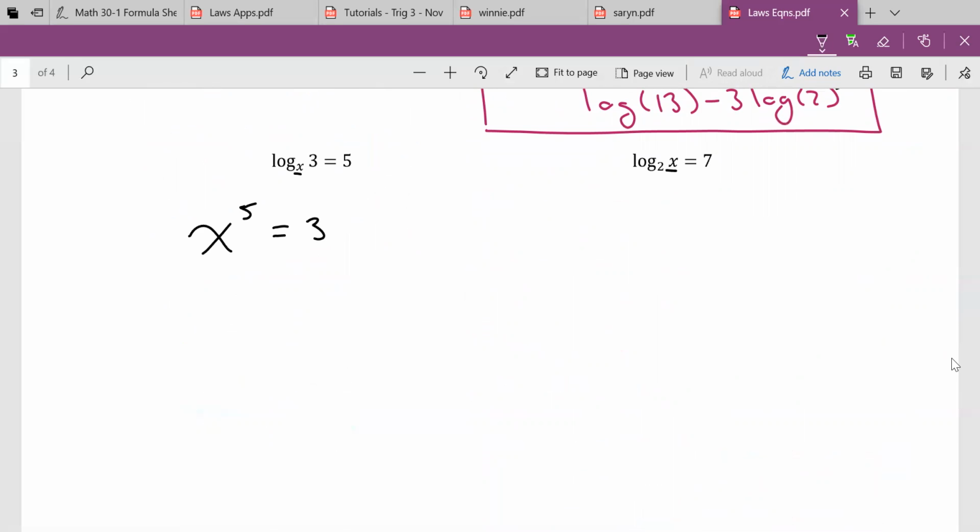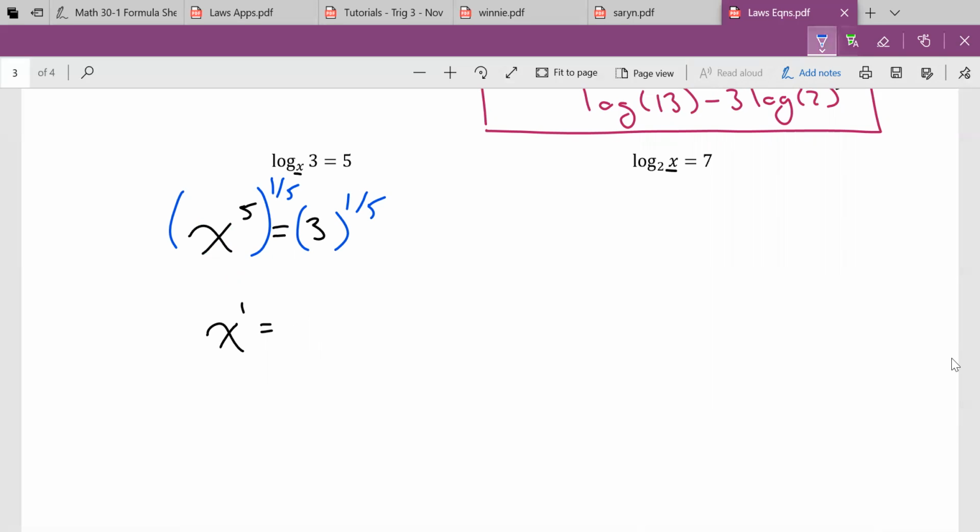Now, how do I... I really want this thing to be x to the power 1 is equal to something. So what I'm going to do here is I'm going to go all the way back to 10c, and I'm going to raise this to the power of the reciprocal. Why did I do that? Well, my power law tells me I'm going to multiply 5 times a fifth, which is 1. So that's really going to end up with x to the power 1.